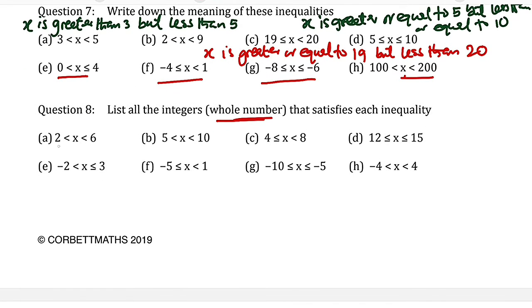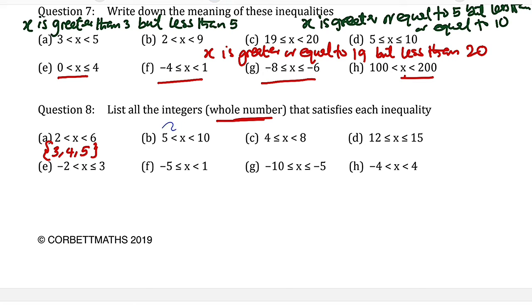So let's see. X is between 2 and 6, excluding 2 and 6. But suppose we have or equal to, like this one, you have to include 3. So let's write the numbers within this range. We have 3, we have 4, we have 5. These are the numbers that satisfy this inequality.